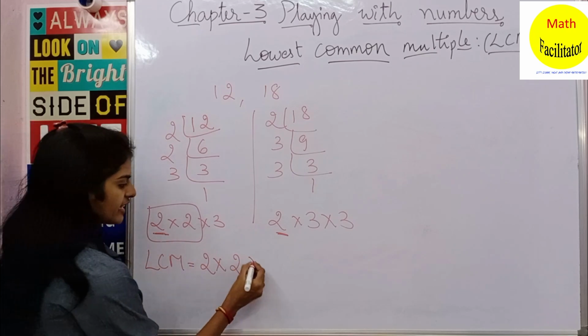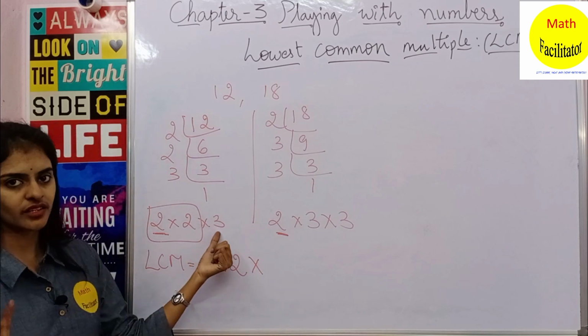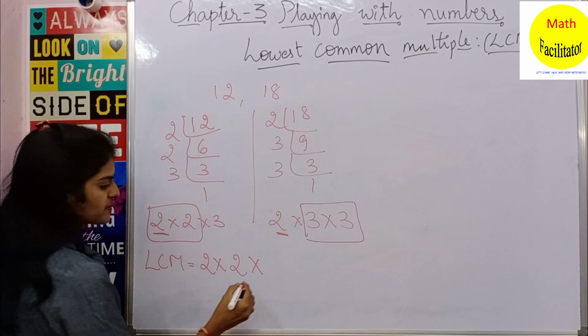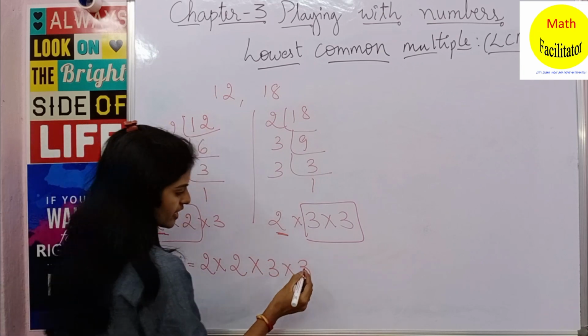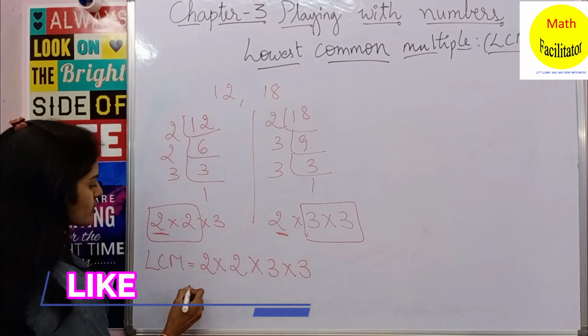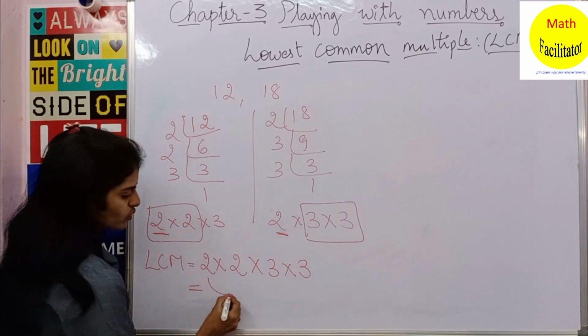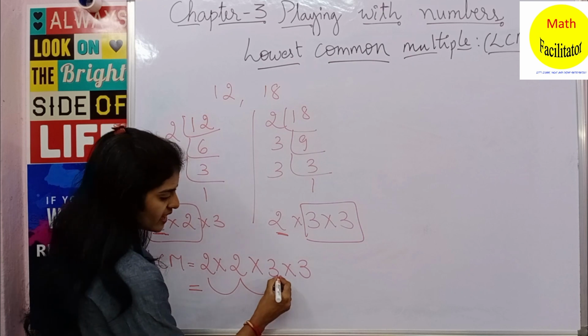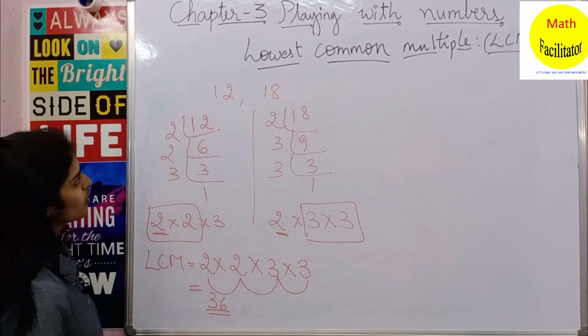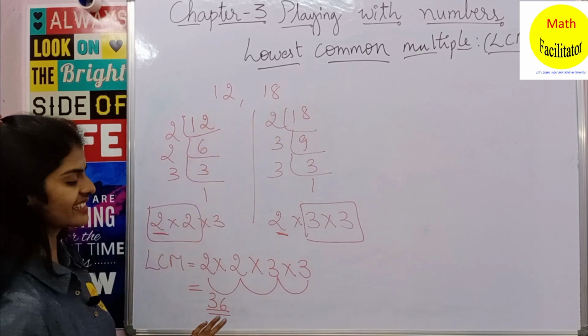And then into 3, here you find only one time and here you find 2 times. So I will take the maximum number of times. So it is 3 into 3. So for multiples you always take the maximum number of times. Clear? So LCM is nothing but 2 2s are 4, 4 3s are 12, 12 3s are 36. So LCM of 12 and 18 is 36.